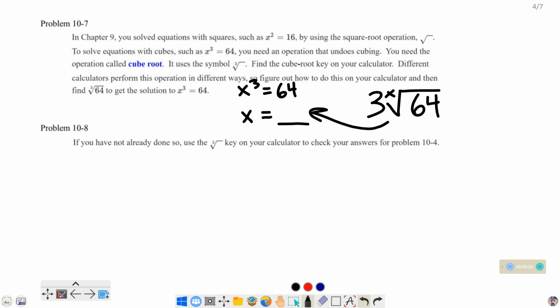Problem 10-8. If you have not already done so, use the cube root key on your calculator to check your answers for problem 10-4. When you have checked your answers, you can simply write done.